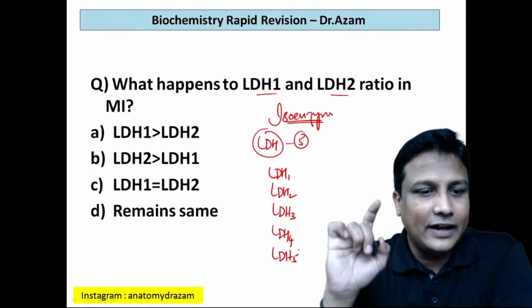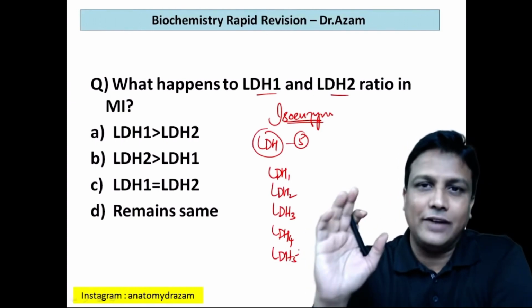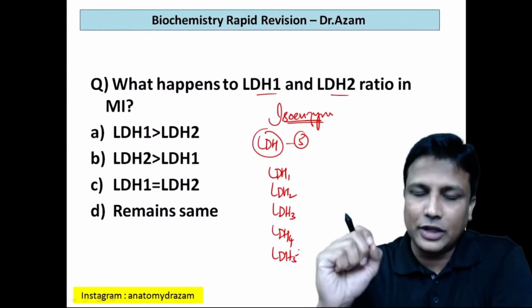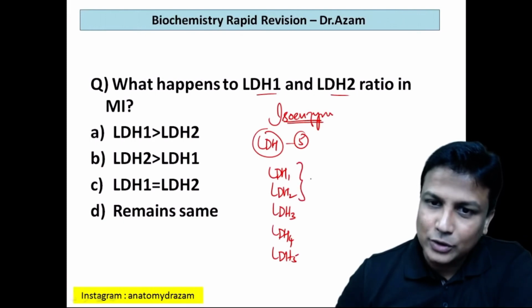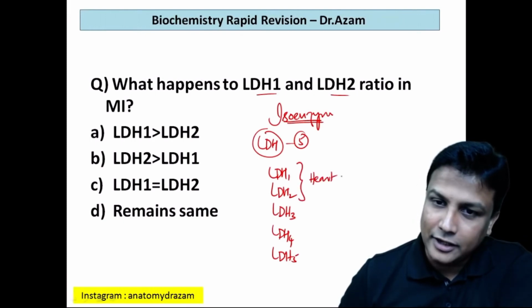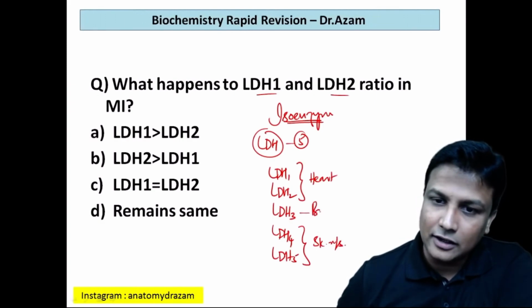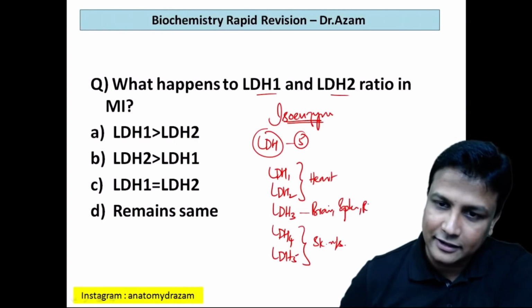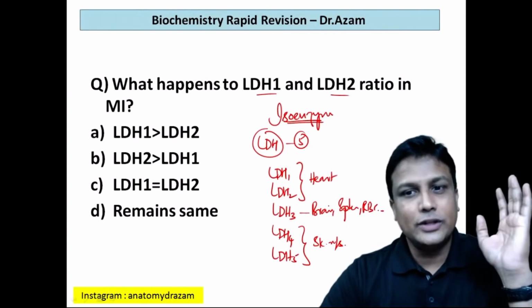There are totally 5 different types of isoenzymes. LDH has got 5 isoenzymes: LDH1, 2, 3, 4, and 5. Now in this, what you have to remember is LDH1 and 2 are mainly present in your heart. LDH4 and 5 are mainly present in skeletal muscle, whereas LDH3 is present in all the remaining organs: the brain, the spleen, RBC, etc. Is it okay? So LDH1 and LDH2 are present in the heart.